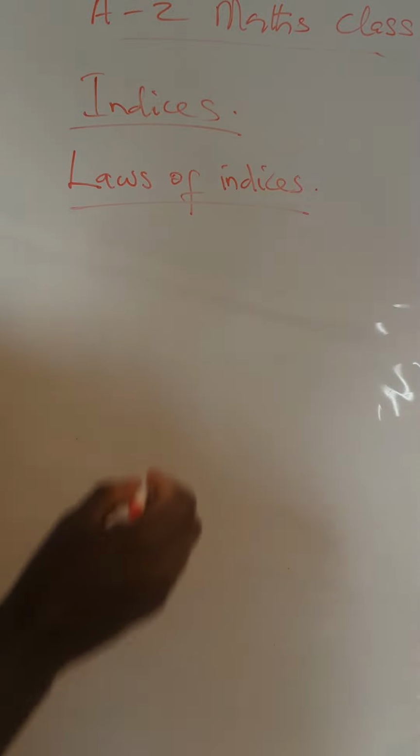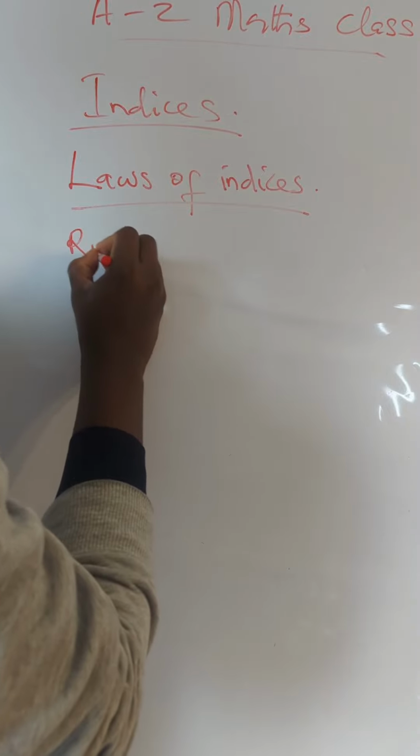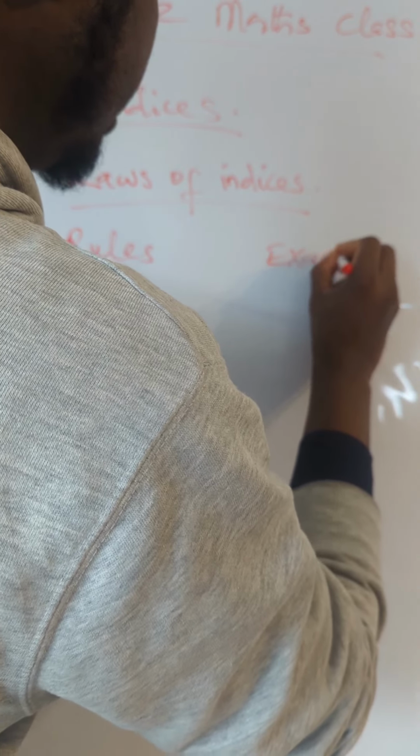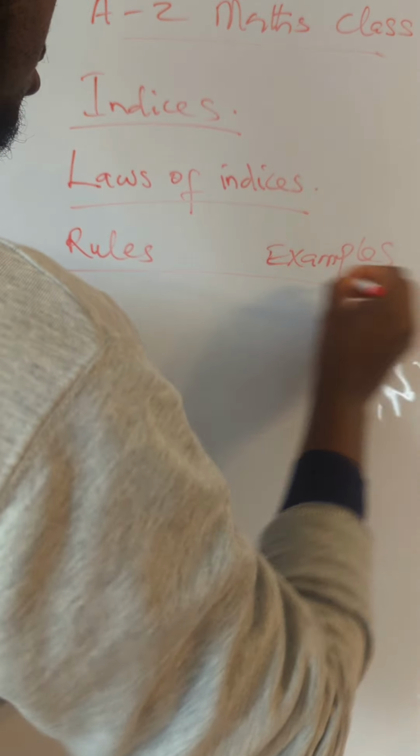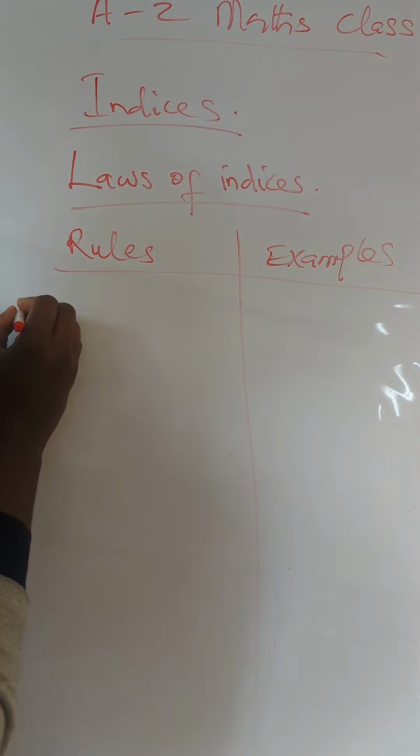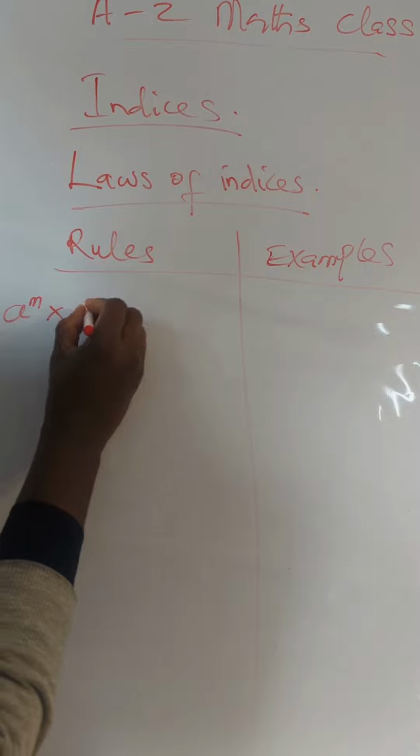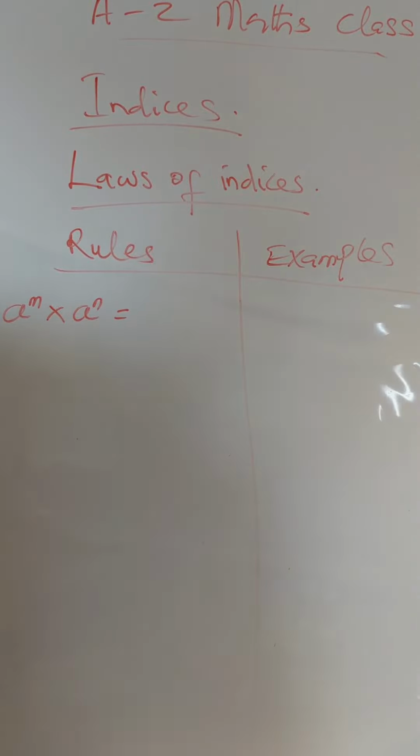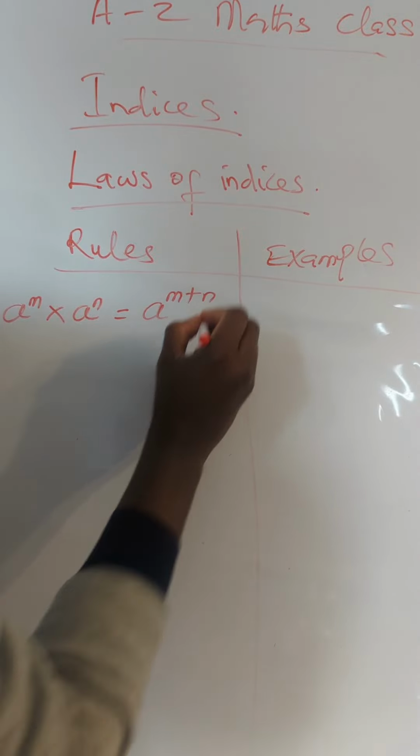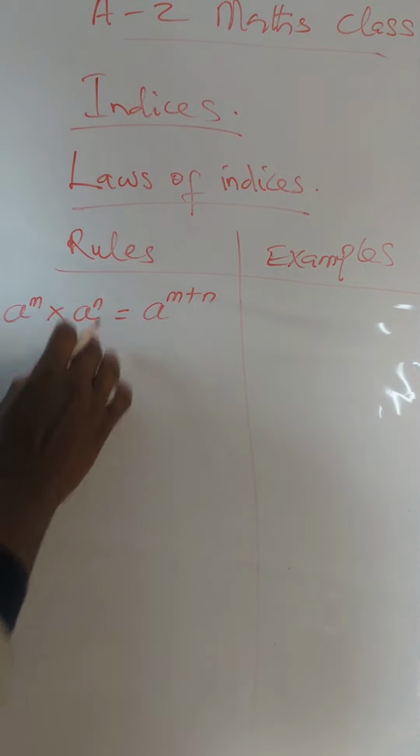The first rule, okay, let's go this way. We have rules here, and we have simple examples. Now the first rule says a raised to power m multiplied by a raised to power n is equal to a raised to power m plus n, which means if you are multiplying bases, you add the powers.